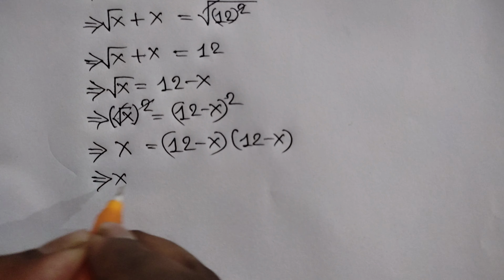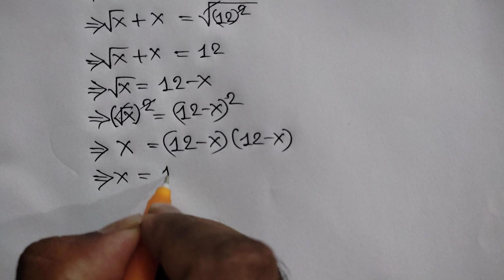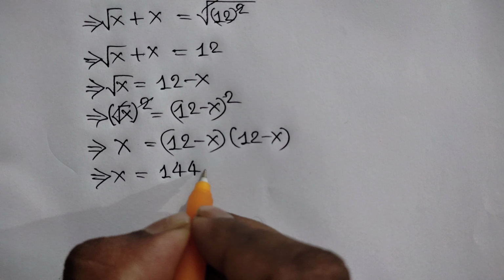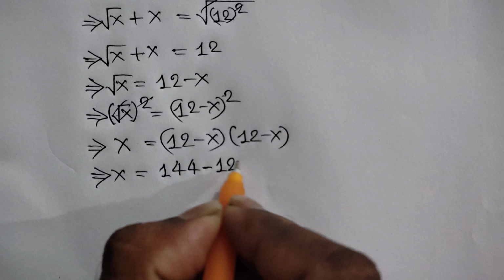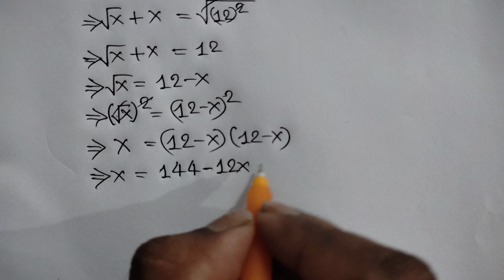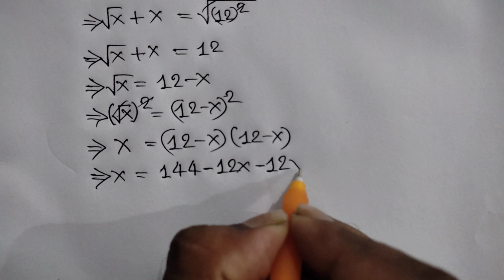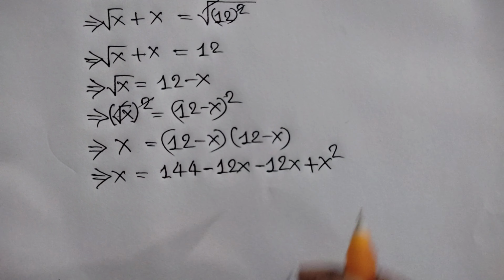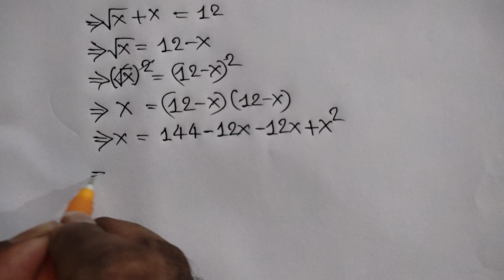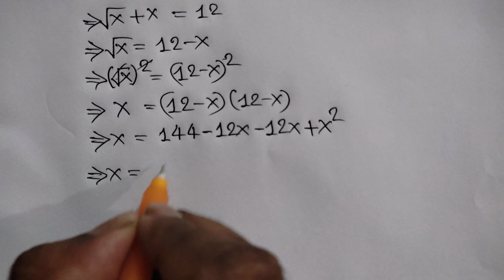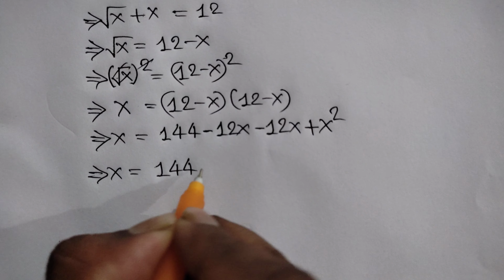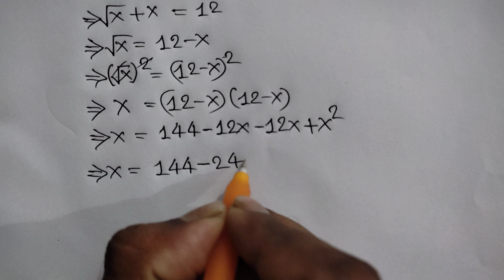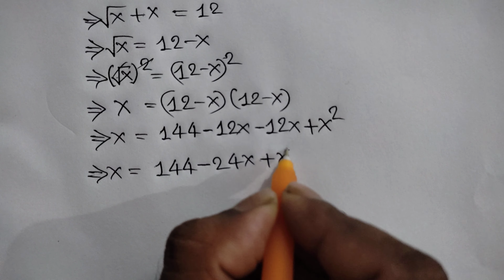Or x is equal to, now 12 times 12 is 144. 12 times negative x is negative 12x. Negative x times 12 is negative 12x. Negative x times negative x is positive x square. Or x is equal to 144 minus 12x minus 12x, that is minus 24x, plus x square.